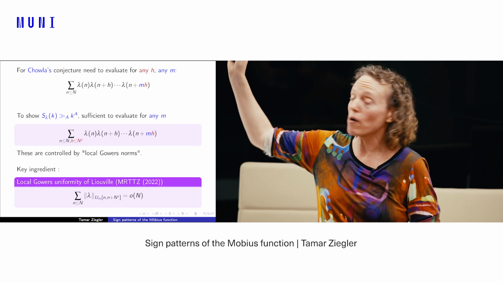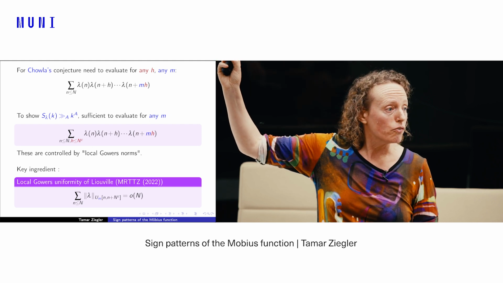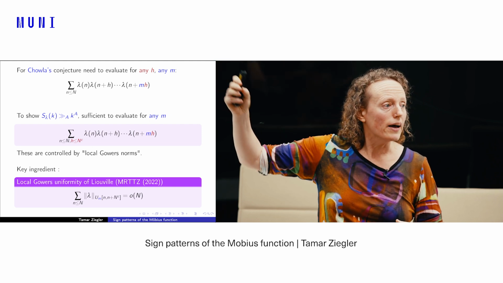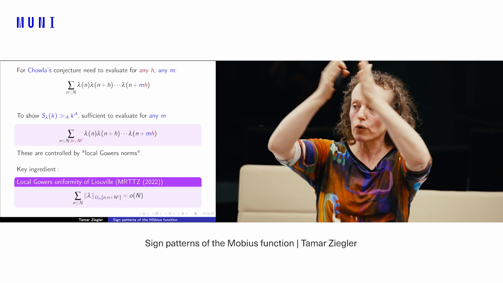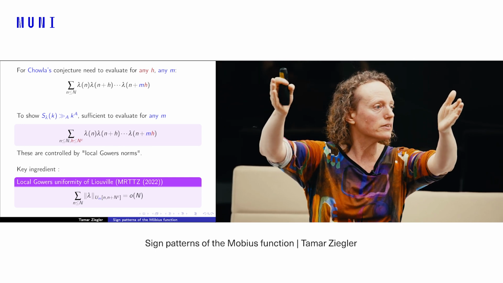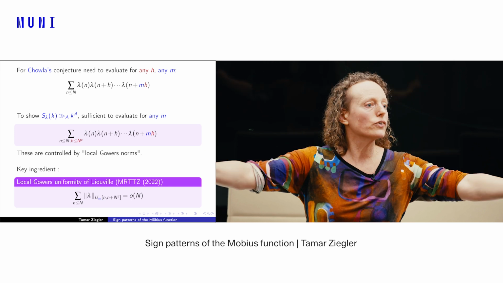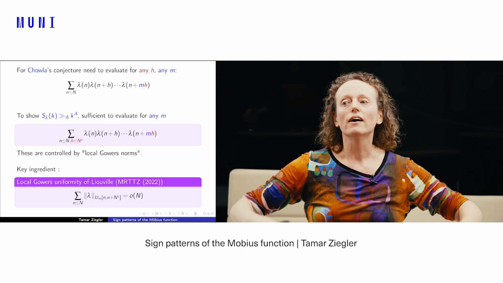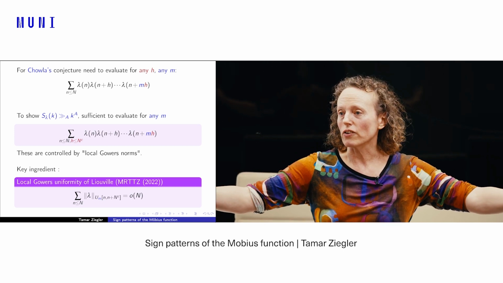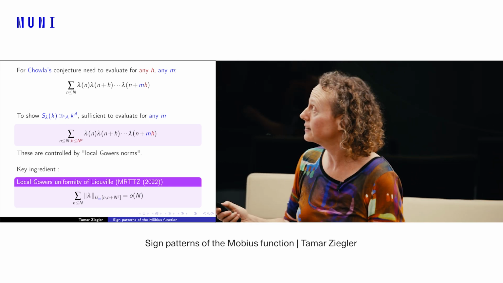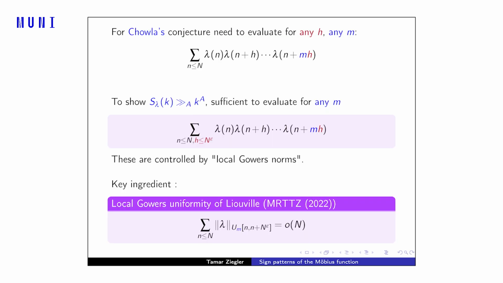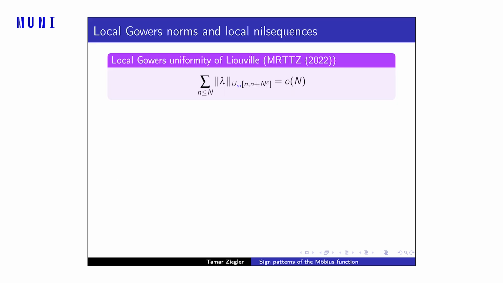If I were just interested in this problem for m equals 2, then this would be a question about local Fourier coefficients at scale n to the epsilon. But in order to understand it in full generality, these nil systems come into the picture. They're the higher order versions of Fourier analysis. And so we need to understand this kind of local Gowers norms of the Liouville function.